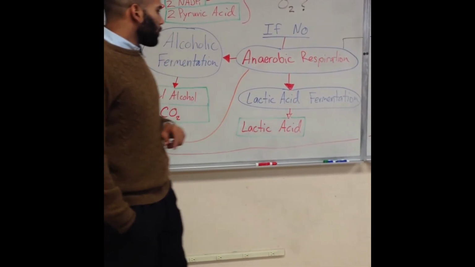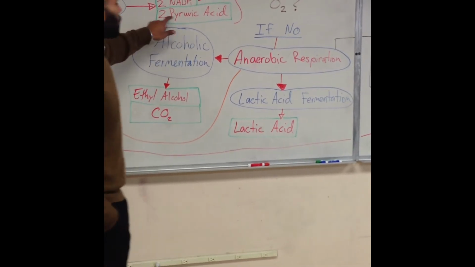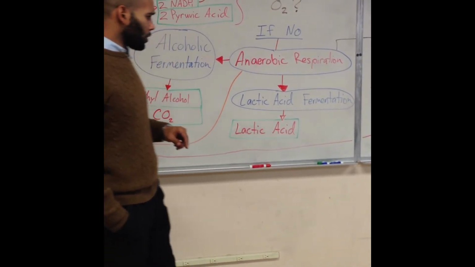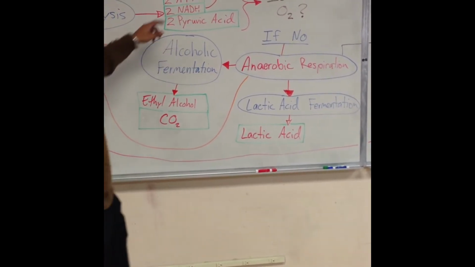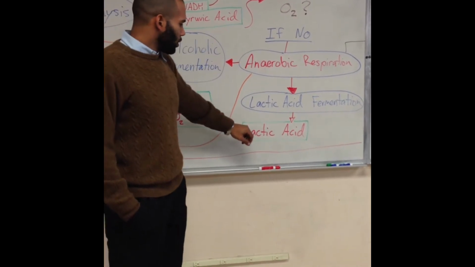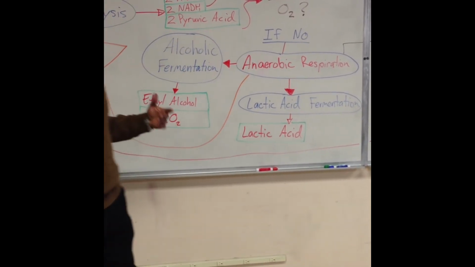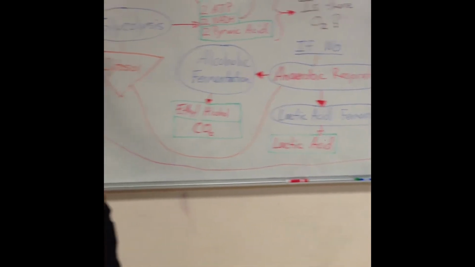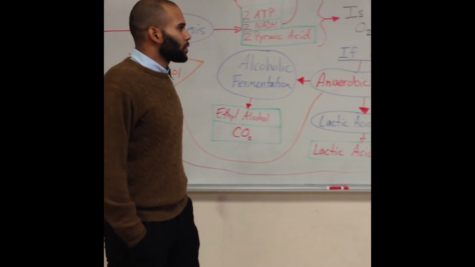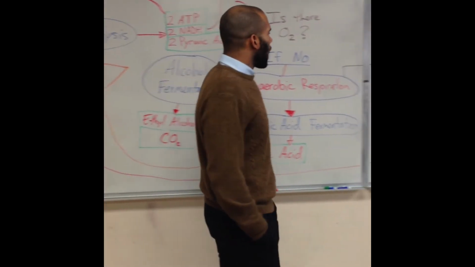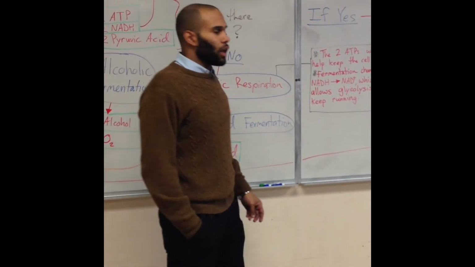That NAD+ can be used in glycolysis to help convert the glucose into pyruvic acid. There's also lactic acid fermentation, where the 2 pyruvic acids get converted into lactic acid. In doing so, the 2 NADHs that were made in glycolysis again will be converted into NAD+, which will allow glycolysis to keep running, keeping the cell alive while there's no oxygen available.